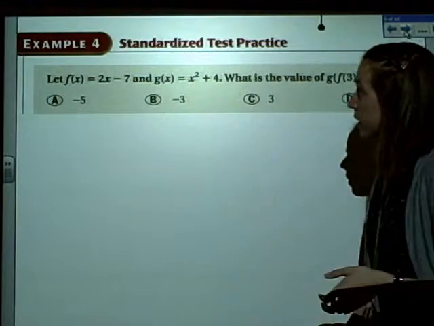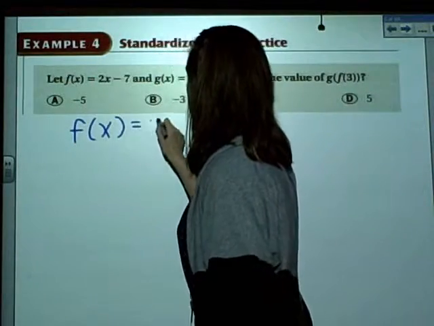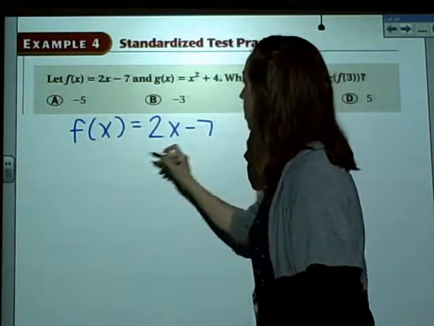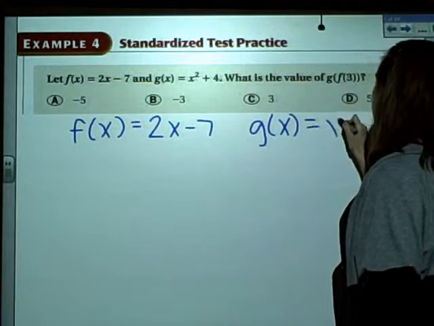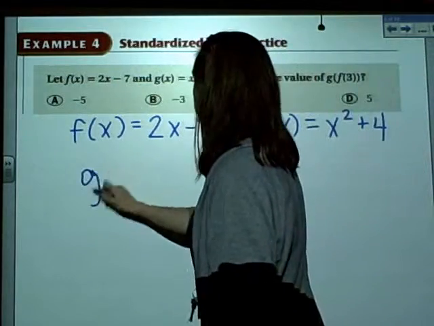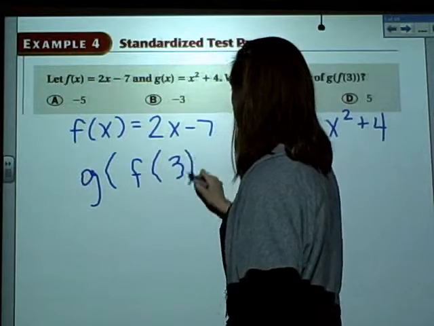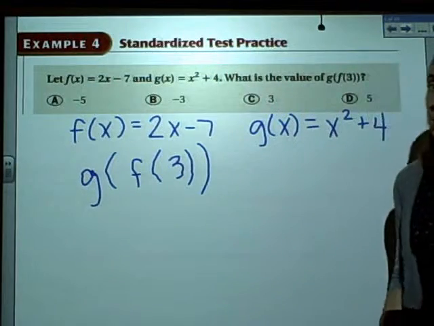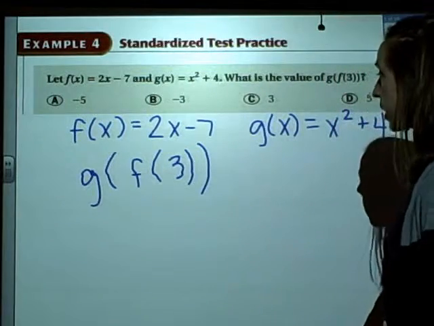Okay, so we are given f of x is 2x minus 7. g of x is x squared plus 4. I want to find g of f of 3. Notice how every time I put a parenthesis I'm saying "of." Just kind of a math definition thingy there.